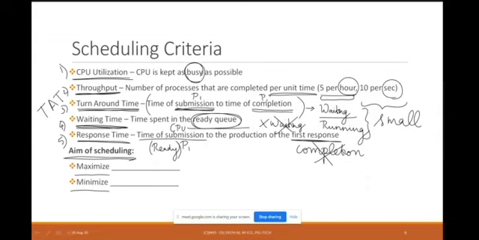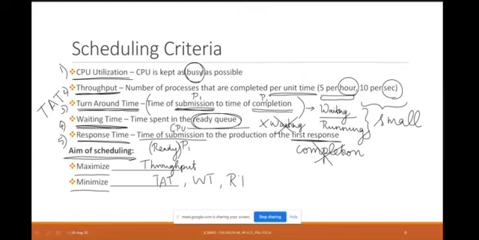Ma'am, maximize throughput and minimize turnaround time. Okay, and minimize turnaround time. What about others, ma'am? Ma'am, minimize waiting time also and response time. Okay.